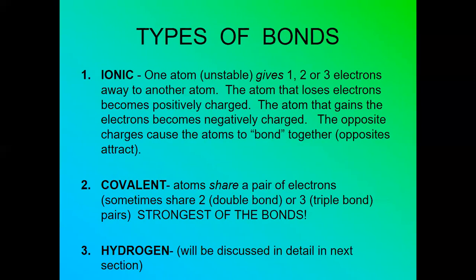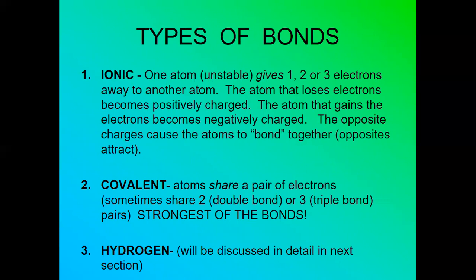There are three types of bonds: ionic, covalent, and hydrogen. For right now, we're going to focus on ionic and covalent bonding because hydrogen is a special type of bonding. And we're going to end up dealing with that in the next section when we really look at a particular compound that bonds through hydrogen bonding. Let's go back to ionic.